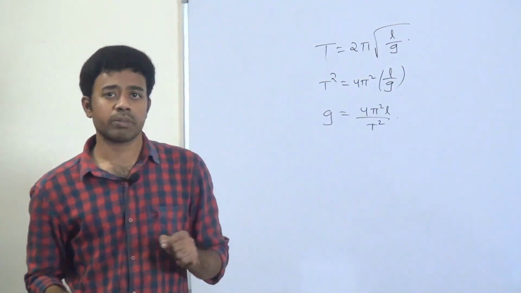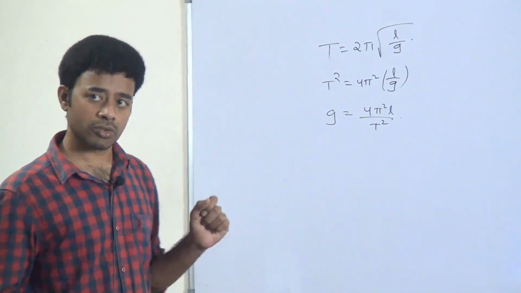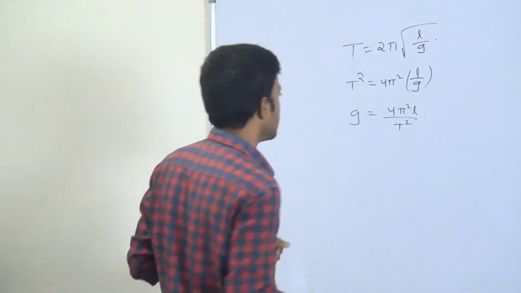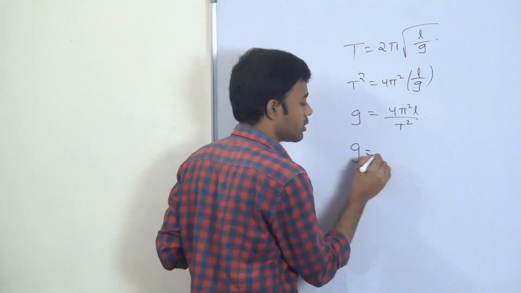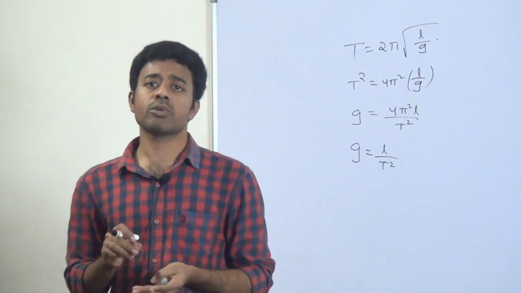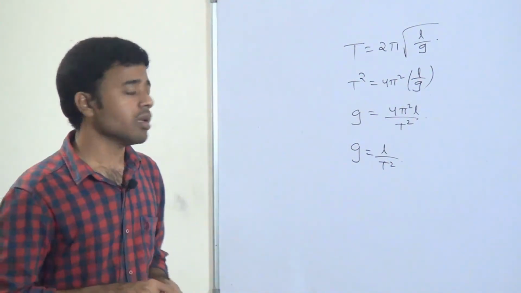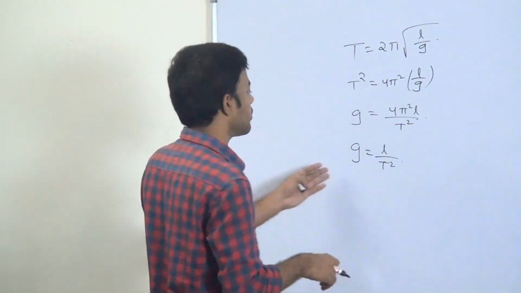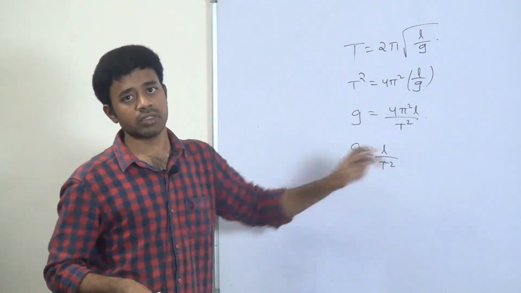Here we know that pi is constant and 4 is constant, so there is no need to consider those values. So g is proportional to L by T squared in finding the error, because the errors in the length and time alone can influence the error in g, since 4 and pi are constant.